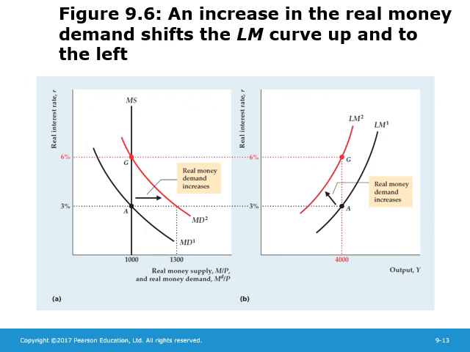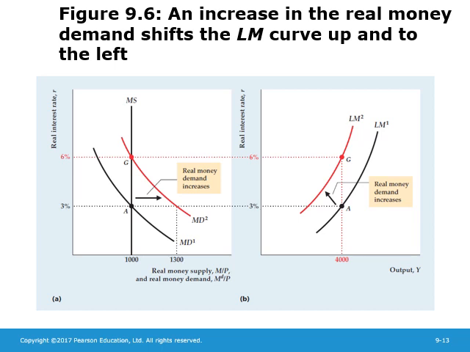So in this figure 9.6, we have an increase in the real money demand. So MD has shifted in the figure panel A. MD1 now shifted to MD2 because the real money demand increases. So what happens to the equilibrium point? The point of equilibrium for the asset market changes from point A to point G. So what happens to the interest rate? This is the main information I wanted to get from the panel A. What happens to the interest rate? It increases from 3% to 6%.